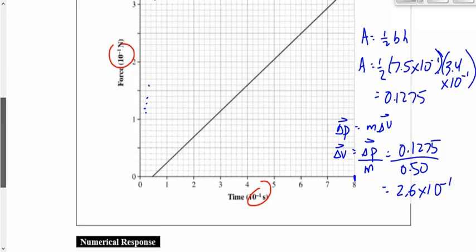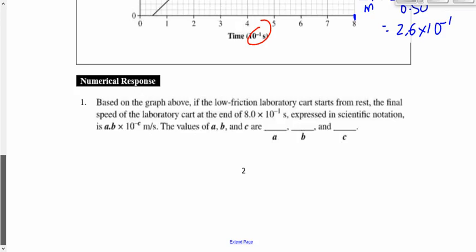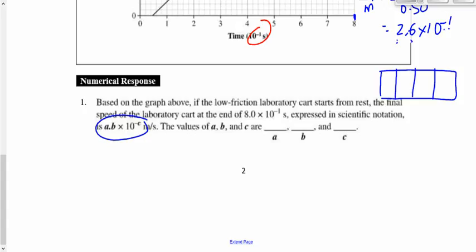The reason I put it in scientific notation is because that's the way they asked me to express it, right? Expressed in scientific notation. A decimal b times 10 to the negative c. A, B, C. You see what I'm doing there? A, B, C. My answer would be 261. And of course, we start on the left-hand side. If there's a blank, it's going to be the last box that's blank. All right?